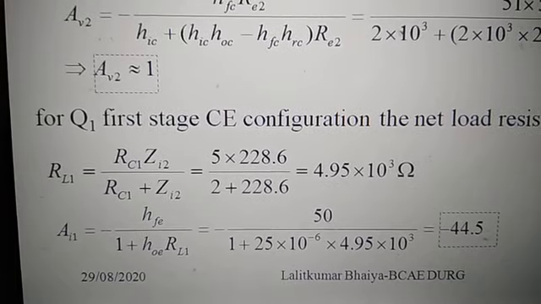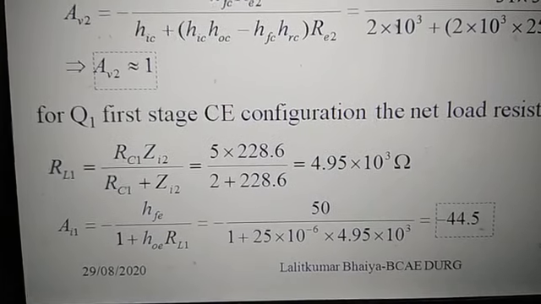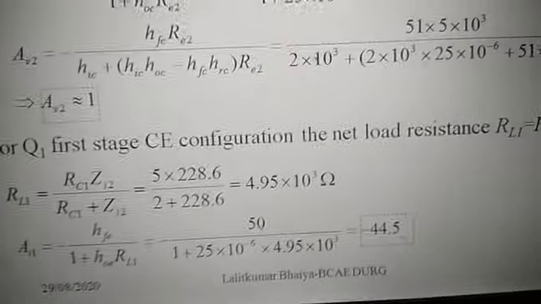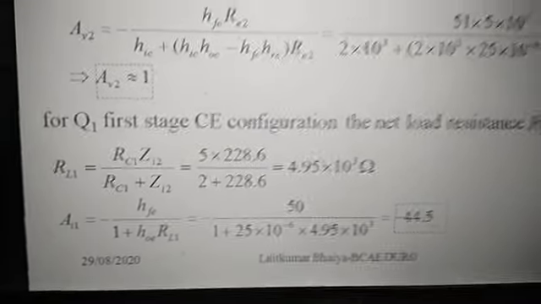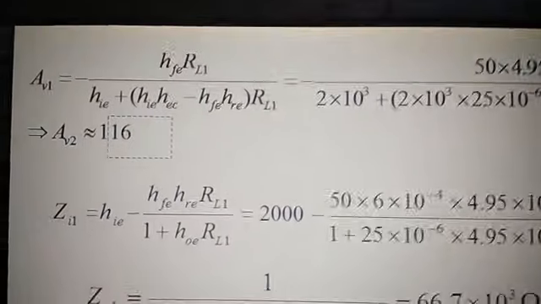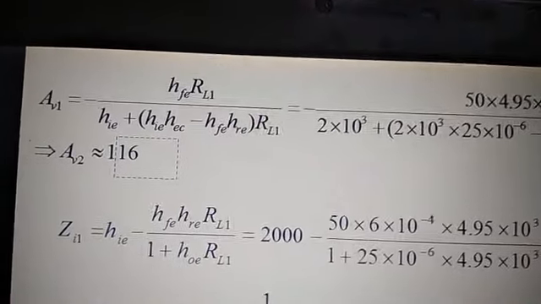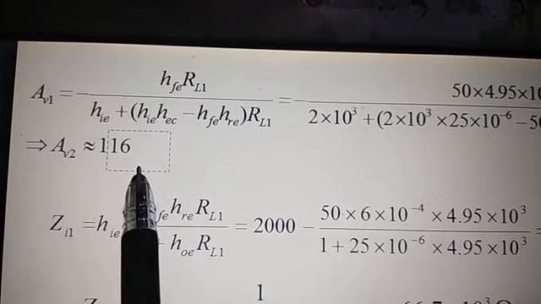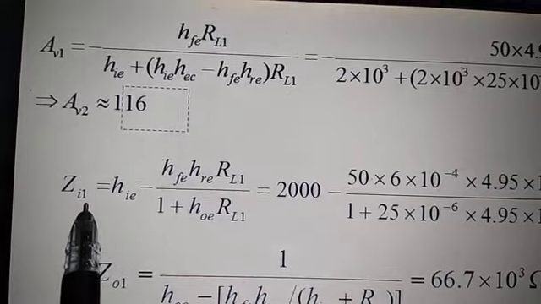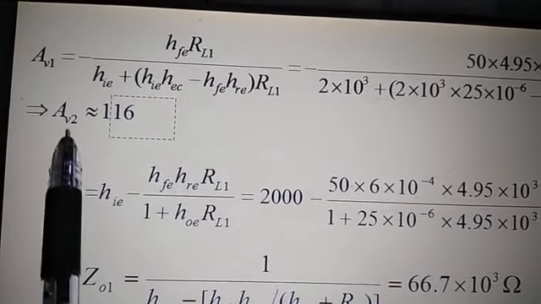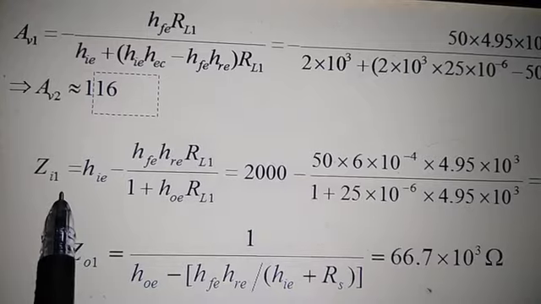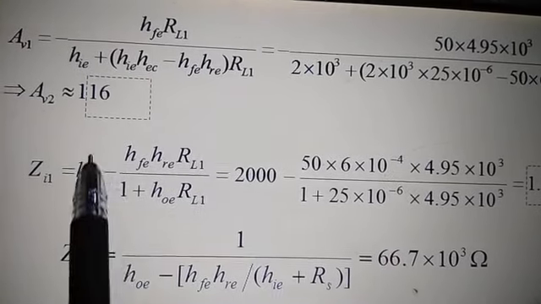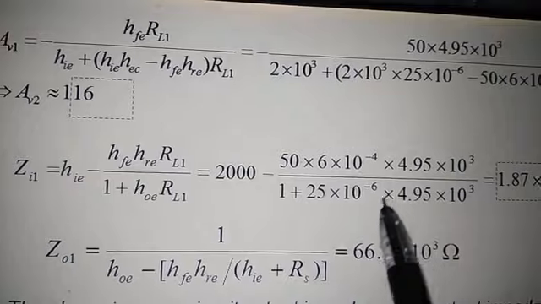Similarly, calculate AI1 according to the formula in terms of common emitter parameters. So you will get this minus 44.5 here, and similarly you can calculate AV1, the voltage gain, according to this formula. You can calculate AV1, that is 116. AV1 is 116 here, and ZI1, the input impedance. This is AV1, not AV2. This ZI1 is the input impedance of the first stage. Use this formula and calculate this input impedance.